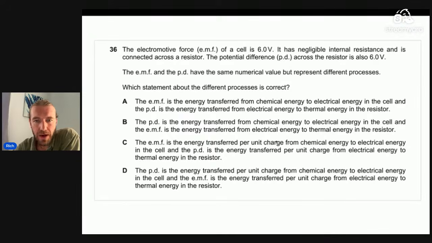All right, so let me read this out for you in case it would be helpful for anyone. The electromotive force, EMF, of a cell is 6 volts. It has negligible internal resistance and is connected across a resistor. The potential difference, PD, across the resistor is also 6 volts. The EMF and PD have the same numerical value but represent different processes. Which statement about the different processes is correct?